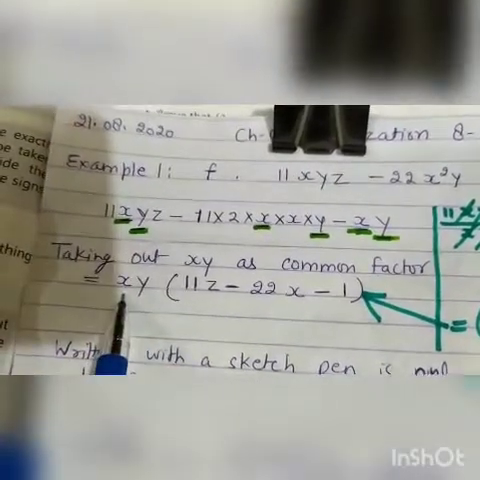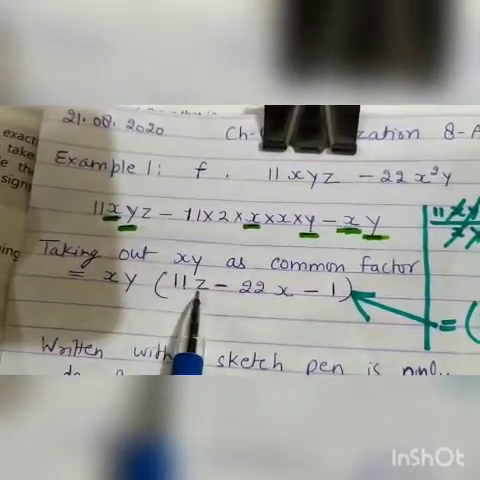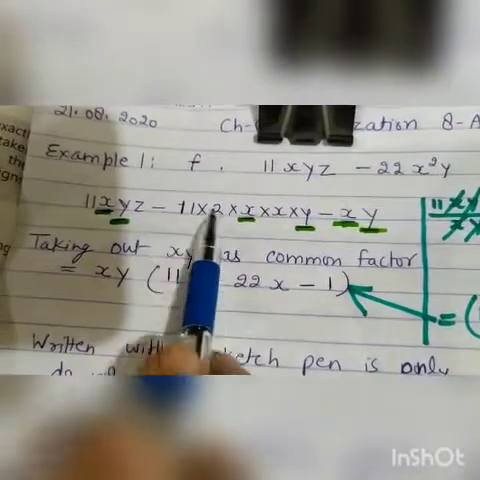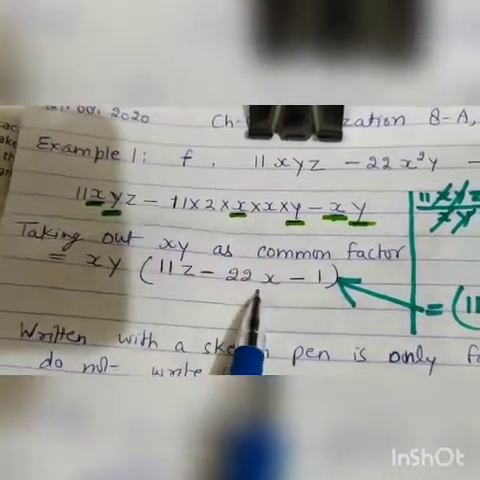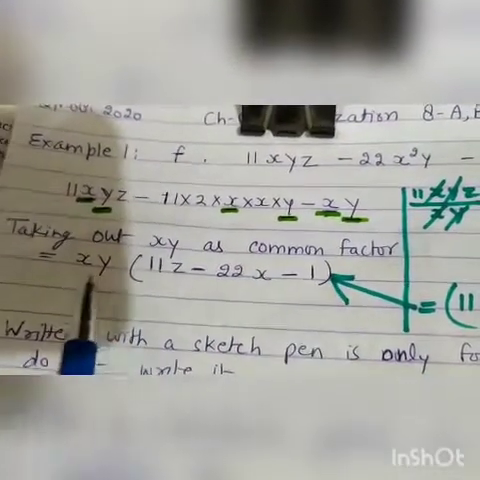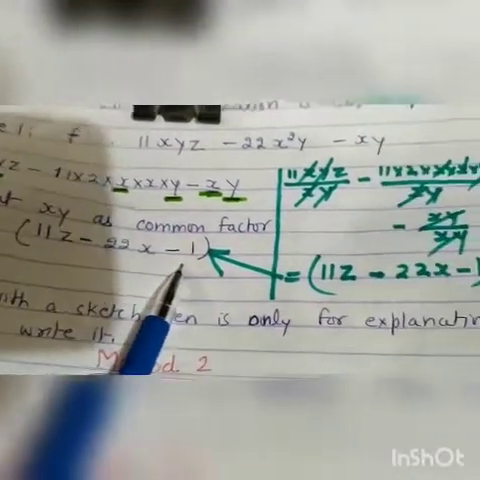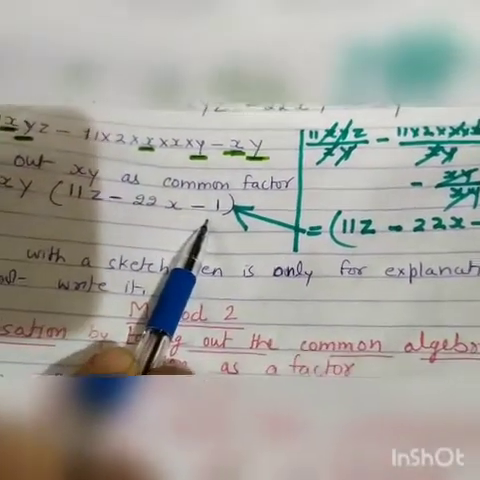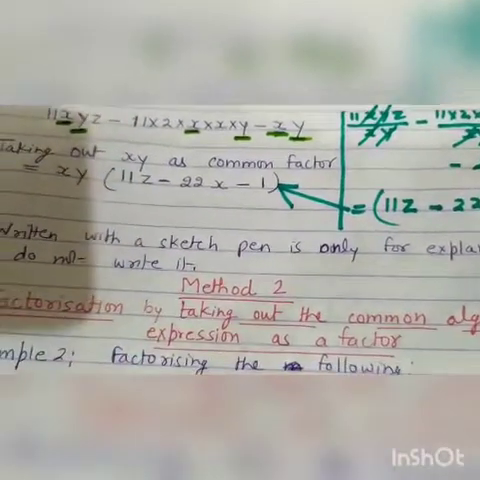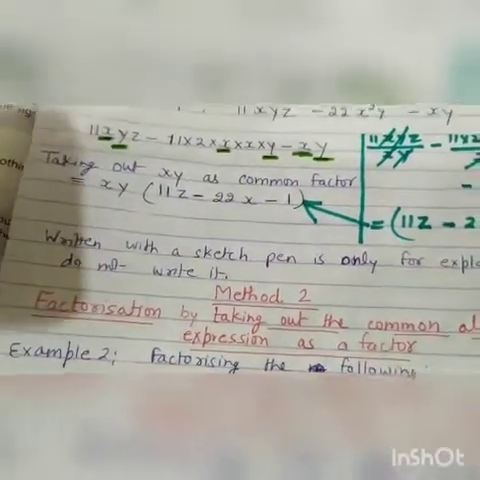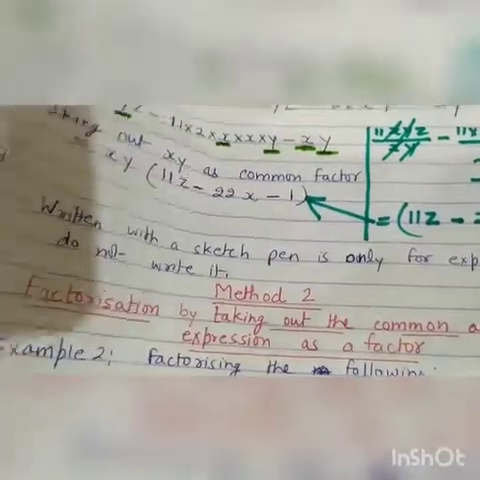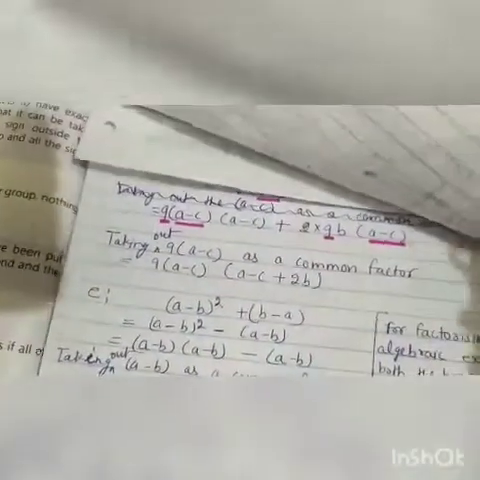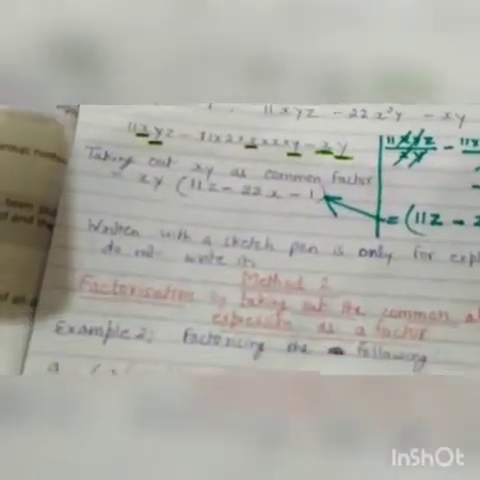Now xy is common. What is left here? 11z. Then minus, 11 times 2 is 22, x. Then minus xy, cancel, so it is 1. This was the first method, factorization by taking out the common monomial factor.